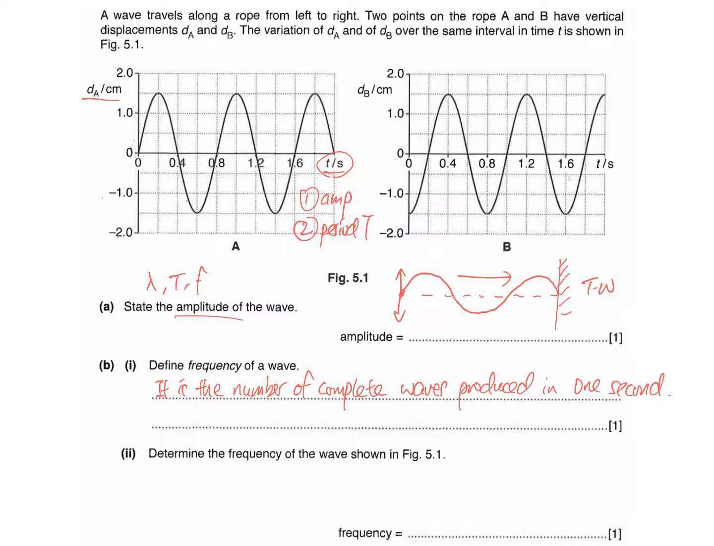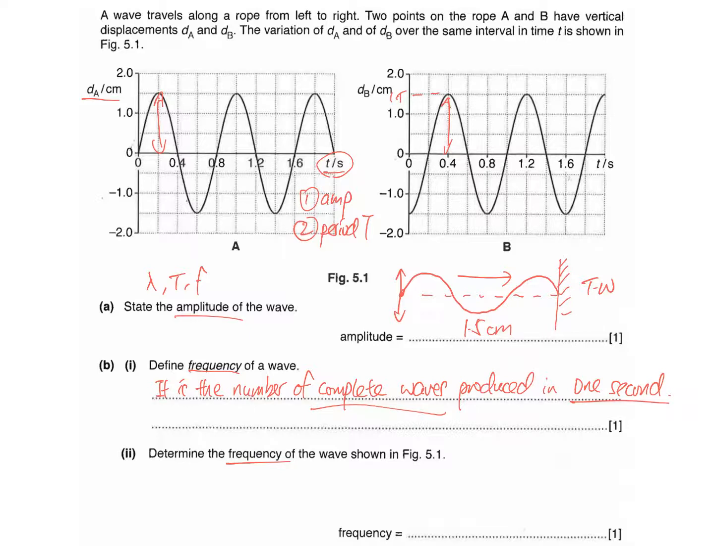Part A, they are looking for the amplitude, and you can either look at graph A or B. They will be the same because the amplitude will be 1.5 cm. Next, frequency is the number of complete waves produced in 1 second. Always with respect to 1 second.